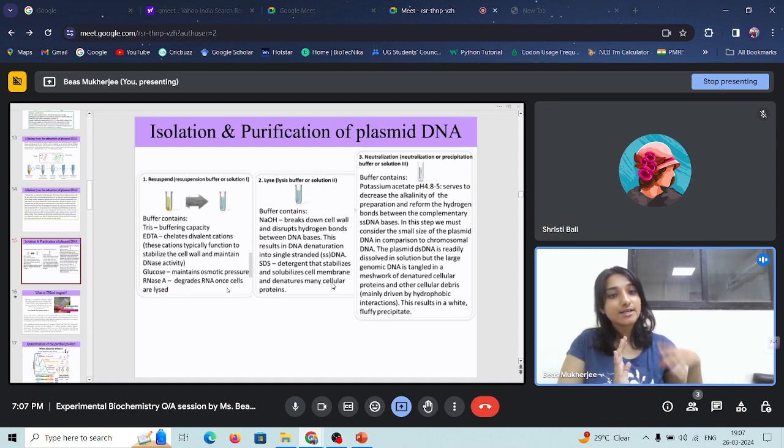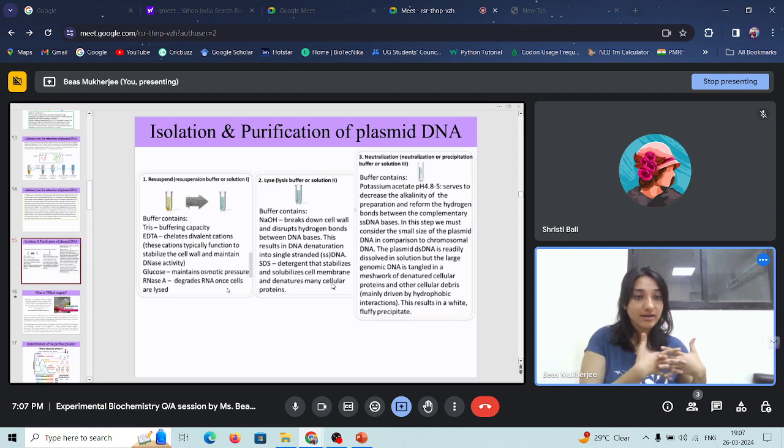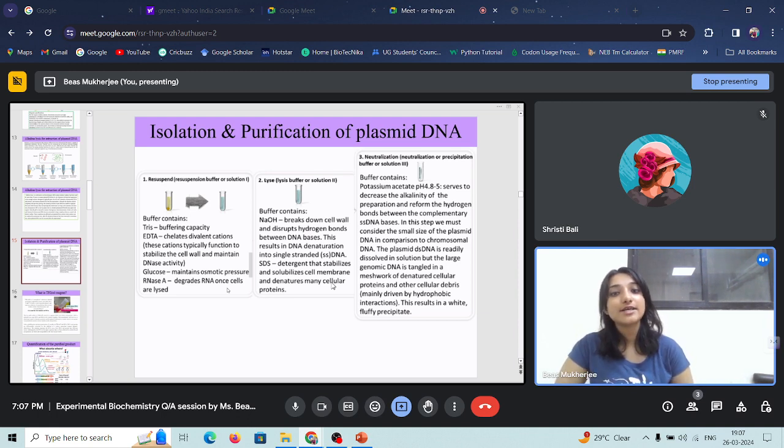For the bacterial DNA, it is impossible to get all those bonds reformed in such a small amount of time. So what happens in this step, we must consider the small size of the plasmid DNA in comparison to the chromosomal DNA. The plasmid double-stranded DNA is readily dissolved in the solution, but the large genomic DNA is tangled in a meshwork of denatured cellular proteins and other cell debris, mainly driven by hydrophobic interaction. This results in a white, fluffy precipitate.